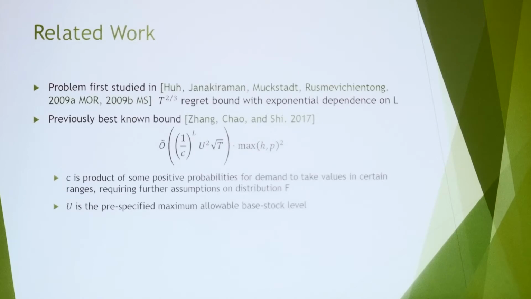So in this regret bound, C is the product of some positive probabilities about the demand distribution, and U is the pre-specified maximum allowable base stock level. So what we notice again is that the regret bound is still exponential. There's a term that's exponential in L. So our goal was to say, okay, let's try to see if we can improve this dependence.